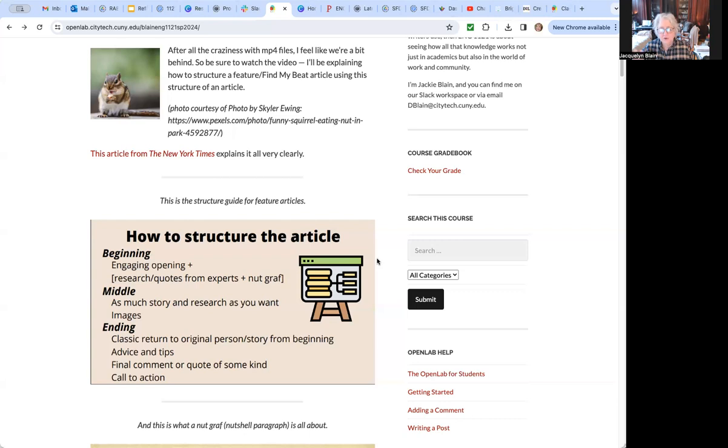And then the ending, the classic ending on a feature article returns to the original idea from the beginning, from the opening paragraph, back to the person, back to the image, finishes up the story if it's telling a story. That's sort of the classic way to end a feature. It could also end with advice and tips if you're doing a really informational piece. Could have a final comment or a quote of some kind. Could be a call to action. Could be challenging people if it's more of an opinion piece kind of feature. So that's the basic structure of this thing, and we're going to be using this week to go back and look at the Vox articles.